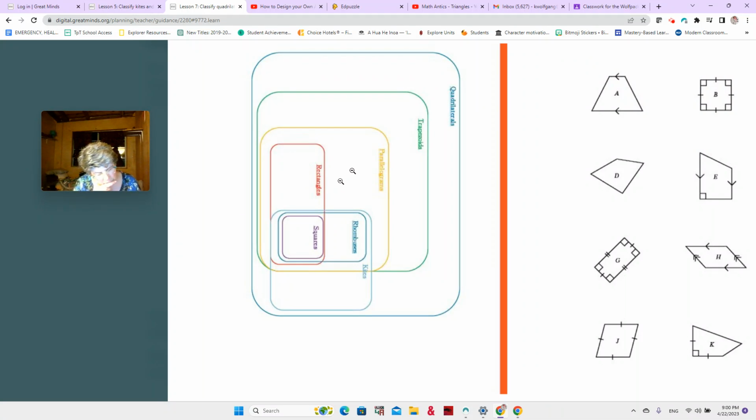How did you know if a parallelogram was a kite? Adjacent sides are equal, right? Adjacent sides are equal to be a kite.